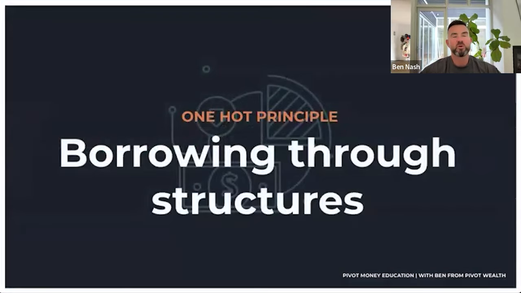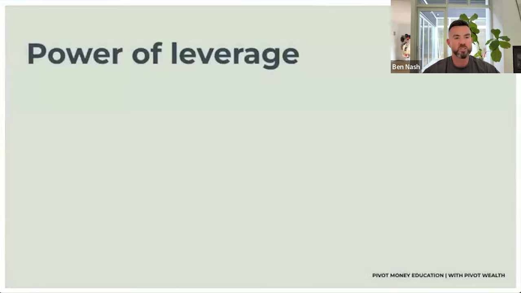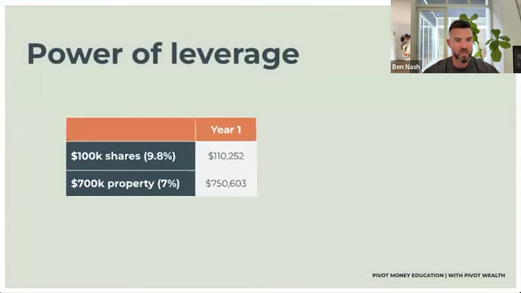Again, we're just focusing on this one area, but specifically on borrowing through structures and how this works. I just want to start with an example talking about the power of leverage. What I've got here is essentially comparing a $100,000 build-up invested into shares and how that money would grow, versus getting the $100,000 and using it as a deposit. In this example, I've got a $700,000 property being purchased. I've used the long-term return for the share market and the long-term return for the Australian property market to give you a sense of how that money would grow.